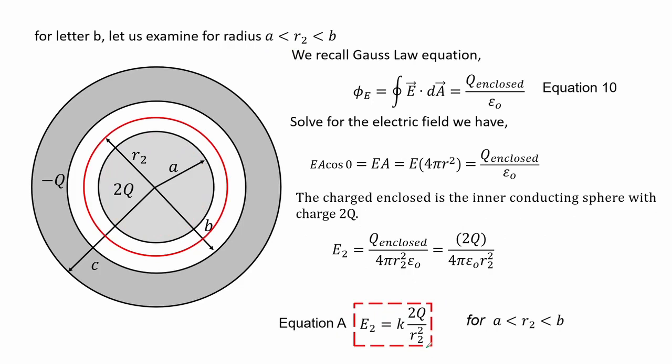For letter B, let us examine for radius r2 greater than a but less than b. The charge enclosed is the inner conducting sphere with charge 2q. So the electric field is given in equation A.